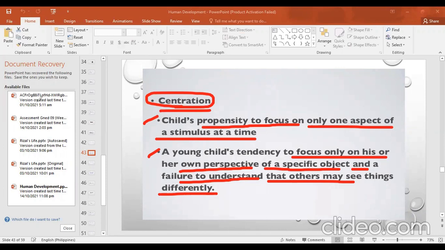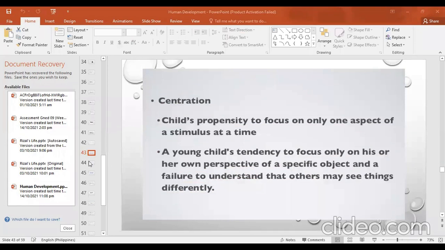Okay. And to add to this, no, centration also ay not only focus on his or her own perspective doon sa object na yon, but nakikita niya lang na yung object na yon ay just only an object. Halimbawa, a dog. Nakikita niya lang yun as a dog, pero hindi na niya alam kung ano yung purpose ng dog na yon. Okay? So next.